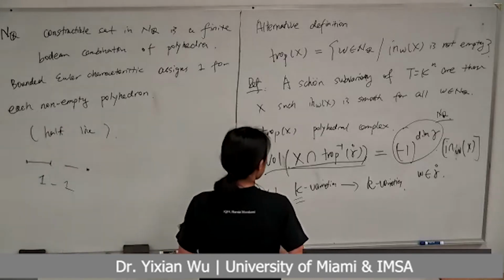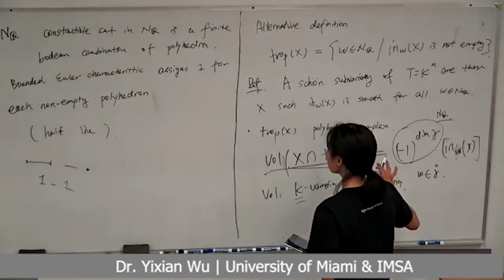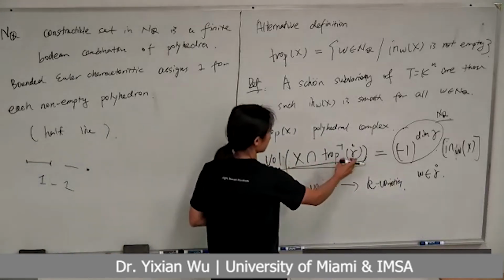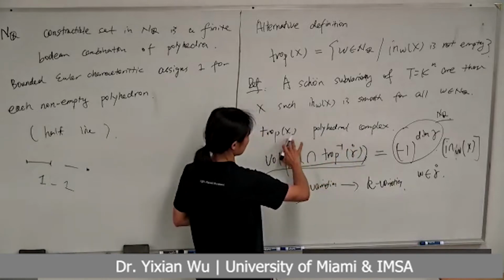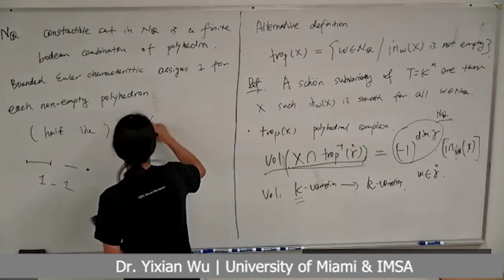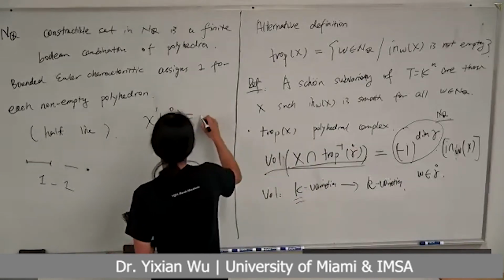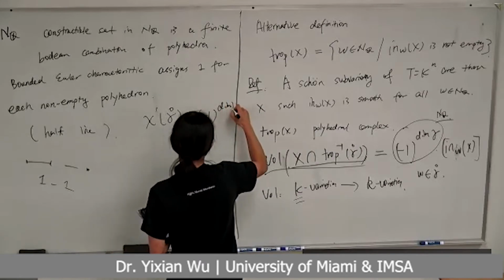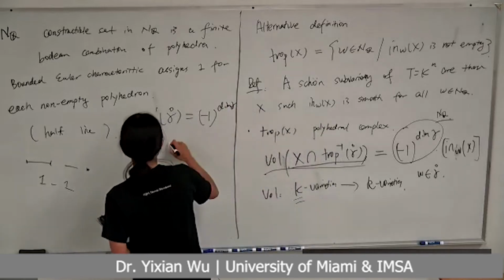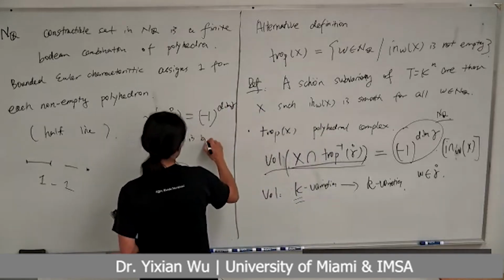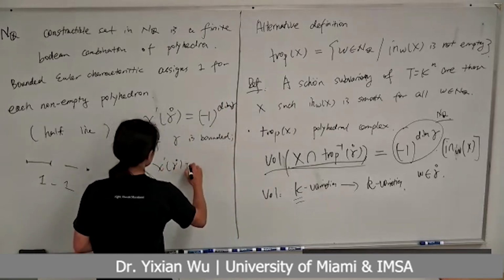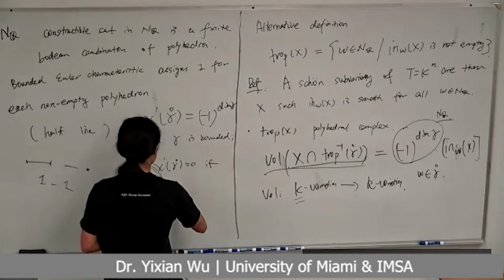And one of the results that they proved is that, suppose you have a tropical cell like this, the Euler characteristic of this thing equals (-1) to the dimension of this cell if the cell is bounded, and this Euler characteristic equals 0 if the cell is not bounded.